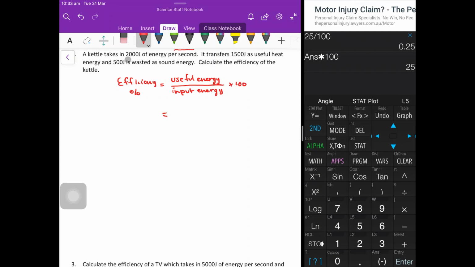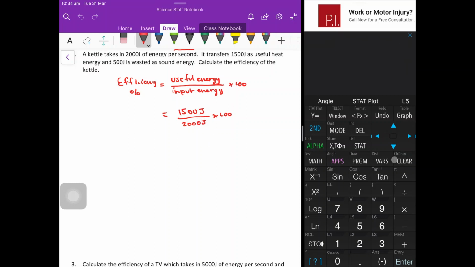It says a kettle takes in 2000 joules of energy per second. So by taking in, that's going to be its input energy. It transfers 1500 joules as useful heat energy, and 500 joules is wasted as sound energy. So this number right here, 1500, is our useful energy, and our input energy is 2000 joules, multiplied by 100. So we can see here this 500 joules of energy. While it's nice to know that's the wasted energy, it's not actually used in any of our working. Let's go over to our calculator and solve.